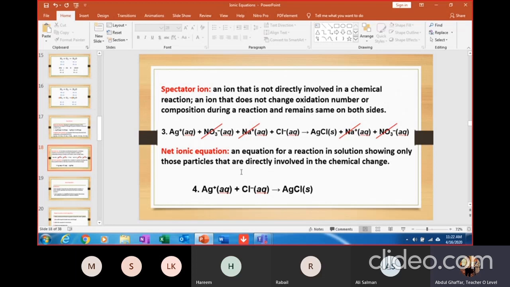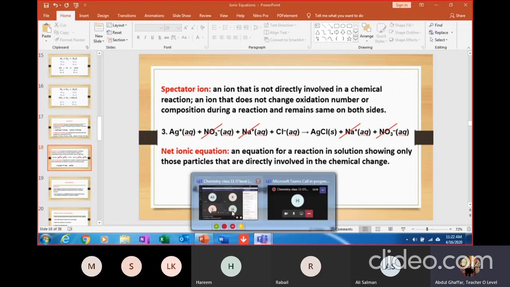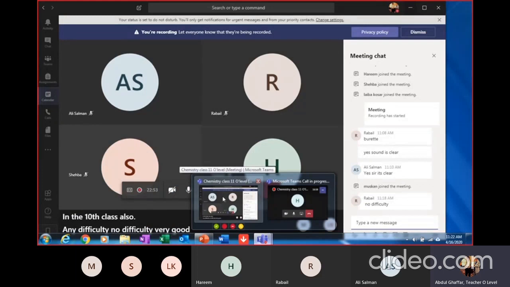Okay, last one. What is the net ionic equation? When you cancel the spectator ions, finally you will get the net ionic equation without spectator ions. You will cancel out, drop, remove these spectator ions, and the rest of the equation will be the net ionic equation. So these are the few important ideas before we discuss the ionic equation. Up to this point, if you have any difficulty, you can ask.